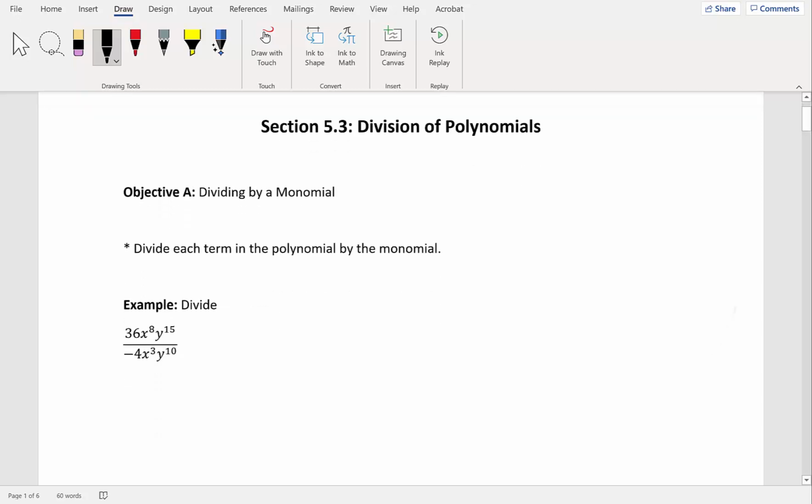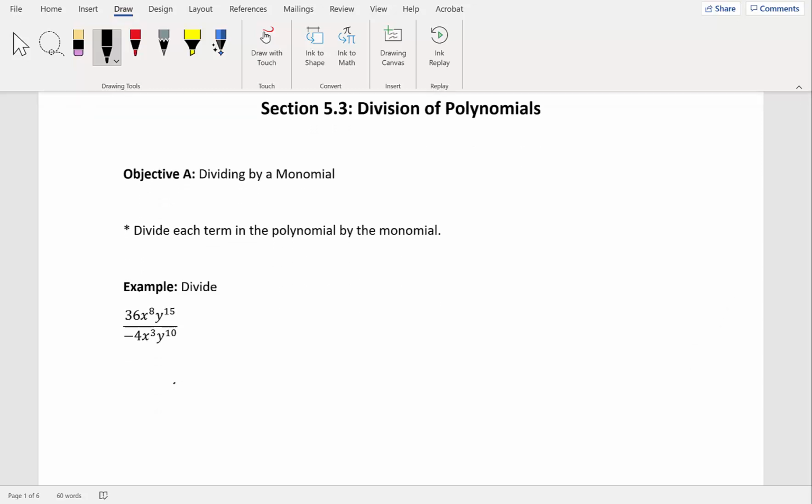Let's take a look at an example. Divide 36x to the 8th, y to the 15th, all over negative 4x to the 3rd, y to the 10th. In this case, we're dividing a monomial by a monomial, so essentially we're just simplifying this fraction. Let's take a look at the coefficients first. With 36 and 4, a number that can go into both of these is 4. So 4 goes into 4 once, and it goes into 36 9 times. Just a standard simplifying of a fraction.